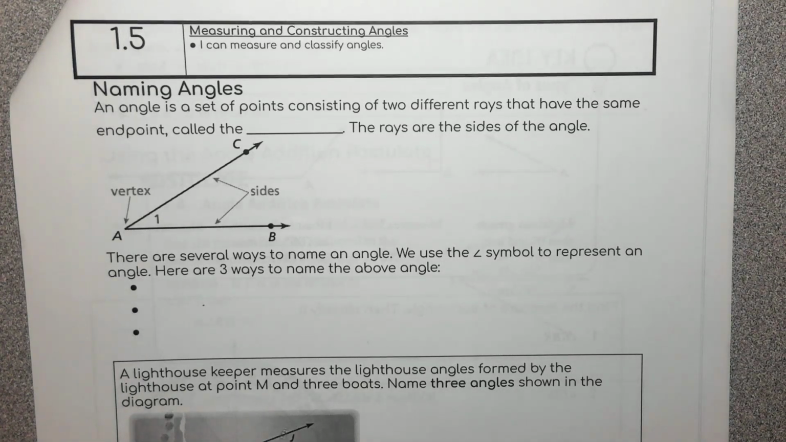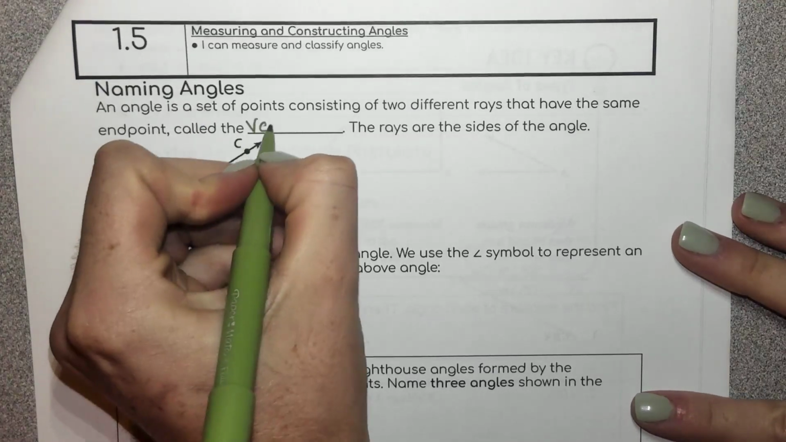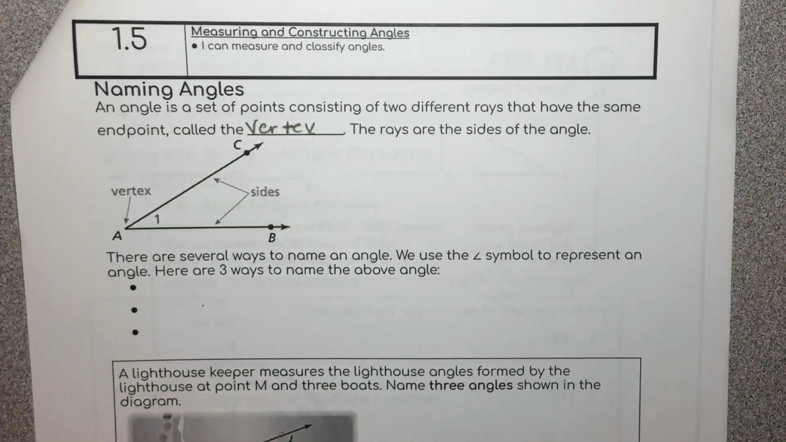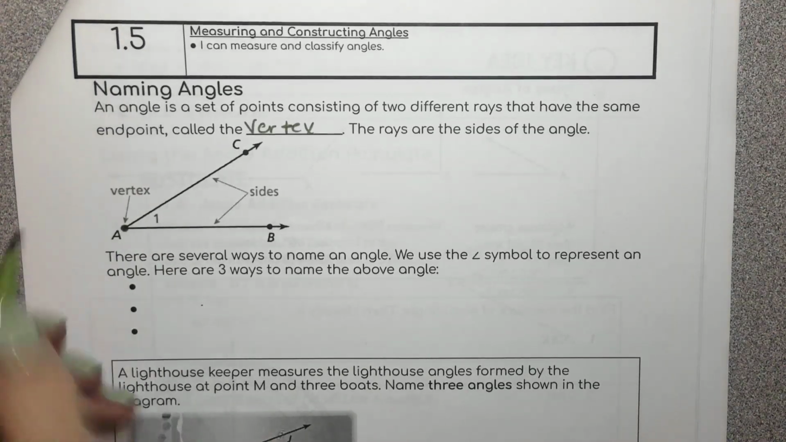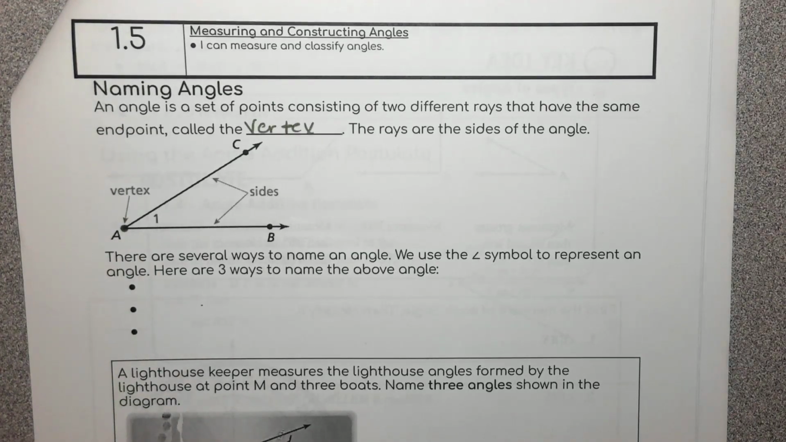Alright, so at the top it says naming angles. An angle is a set of points consisting of two different rays that have the same endpoint called the vertex. The rays on either side of the angle. Alright, so this point where the two rays meet is the vertex. And then we have the ray AC and the ray AB coming off of that vertex. And we call those the sides.